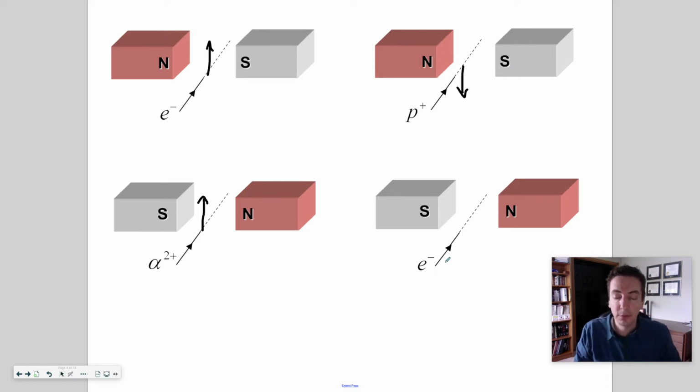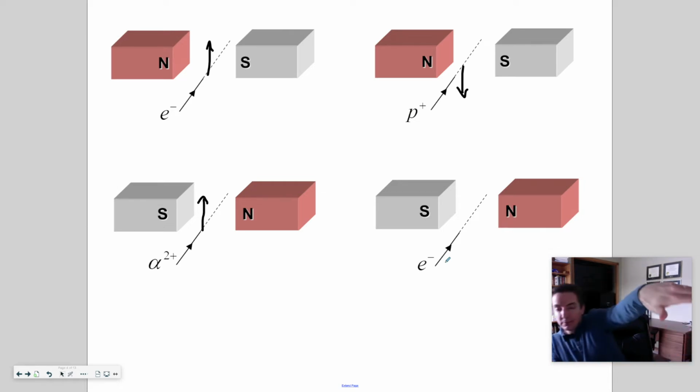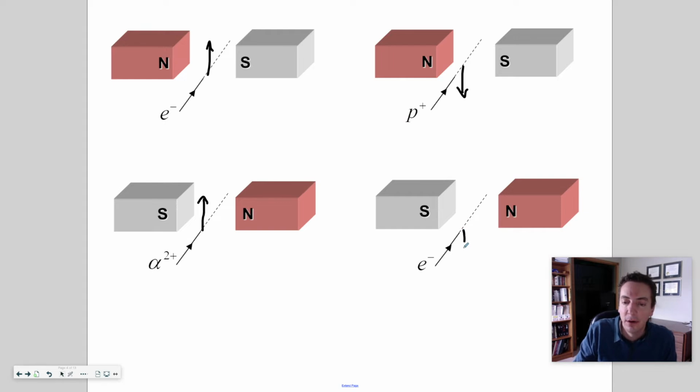Now for the last one, we've got to switch back to our left hand. Left hand, once again, thumb is into the screen. I've got to get used to my webcam here. The magnetic field is now actually towards the left, because away from the north towards the south, so the magnetic field is that way. So thumb into the screen, magnetic field to the left, therefore my palm ends up facing down towards the bottom of the screen. So that's the direction of the magnetic force.